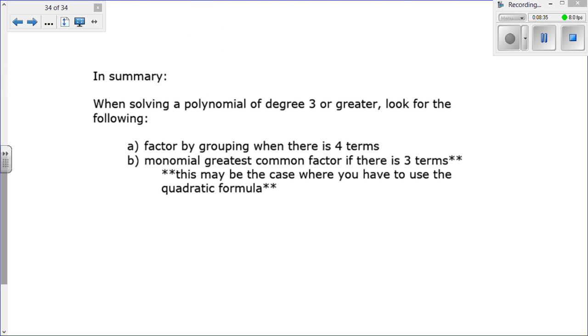So in summary, when solving a polynomial of degree 3 or higher, look for the following. Factor by grouping when there's 4 terms. A monomial greatest common factor if there's 3 terms. This may be the case where you have to use the quadratic formula.